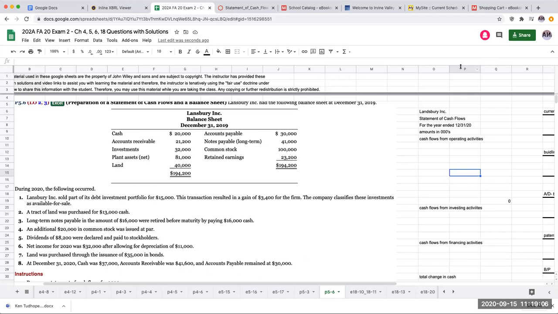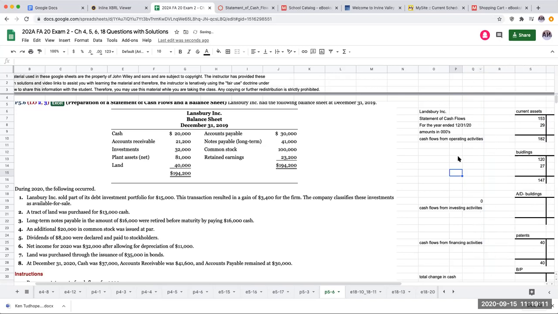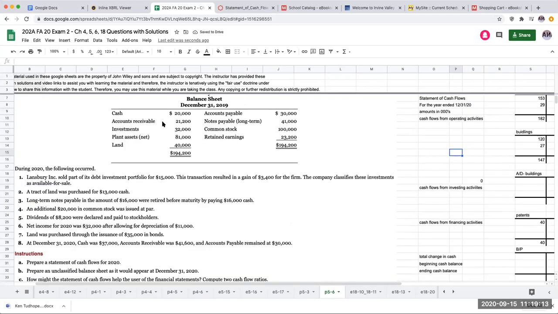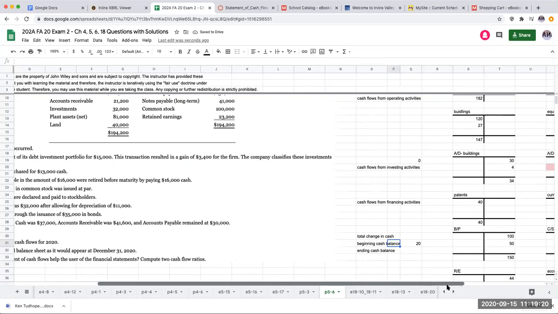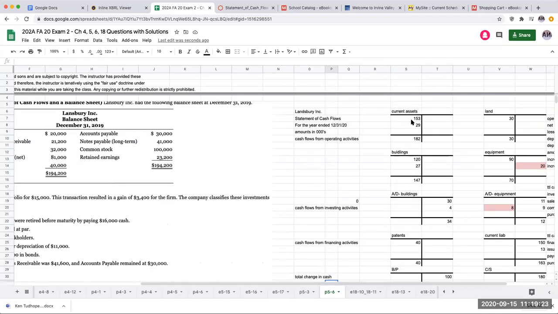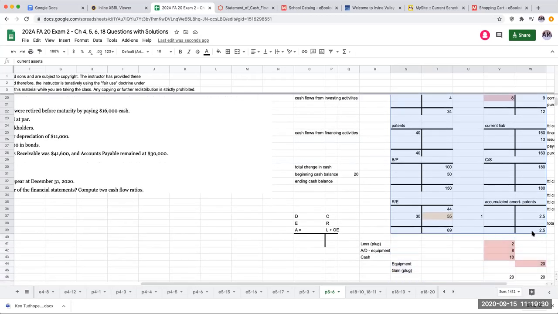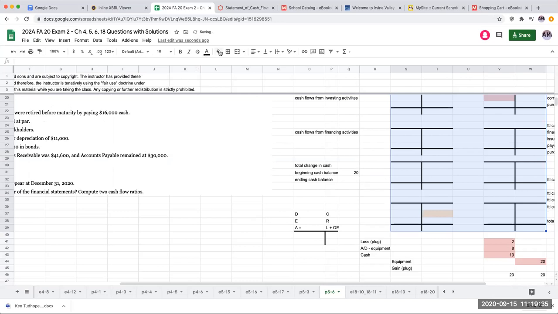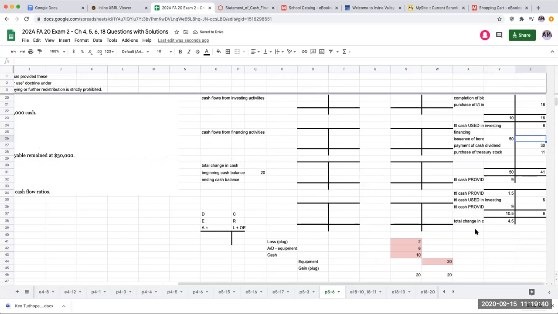So what I'm going to do first is I'll go through and set up this question. I have a blank statement of cash flows right over here. My beginning cash balance is 20. I do not know my ending cash balance. I'm going to have to go through and figure it out. And the other thing I'm going to do now is figure out how I should be labeling these various different accounts. So let's go through and start that up.